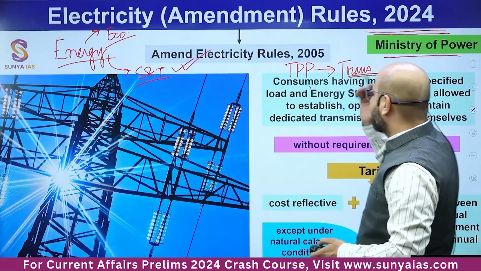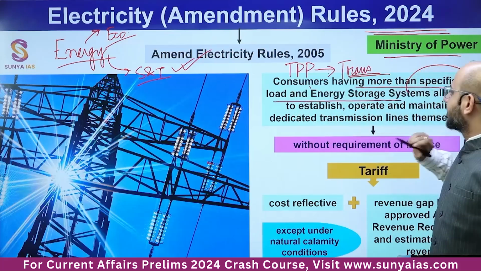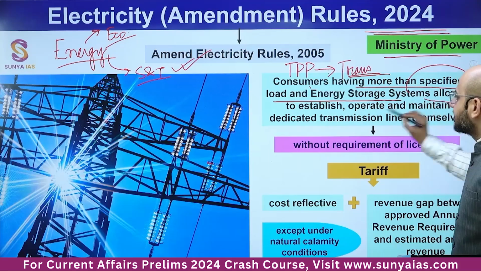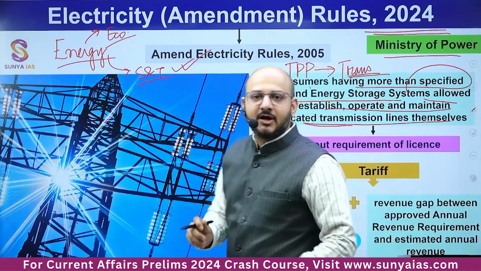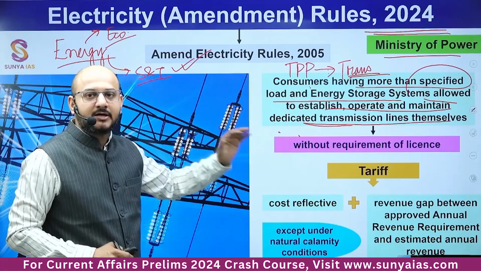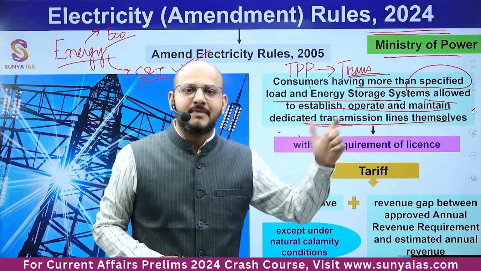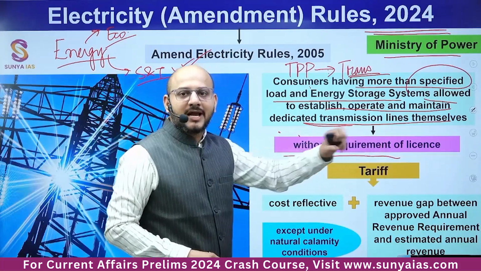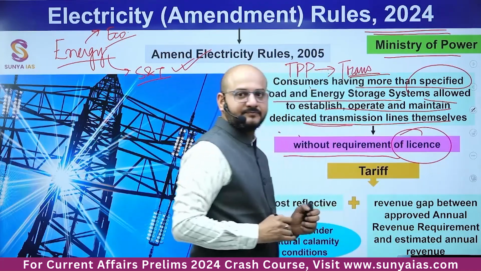For that, what has happened is that consumers having more than a specified load and an energy storage system, also called SLES, are allowed to establish, operate and maintain dedicated transmission lines for themselves. Earlier, a license was required. Even if you have more than the allowed load, now you can have your own transmission lines. It has criticism also because manipulation can happen in the power sector without the requirement of a license. So license raj is being diluted here also.